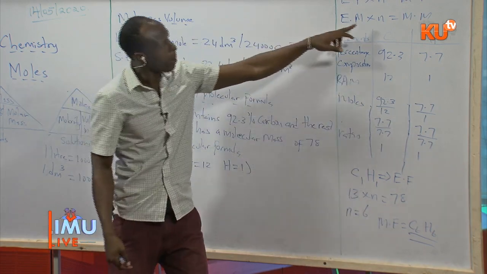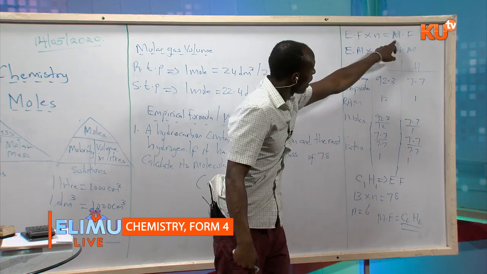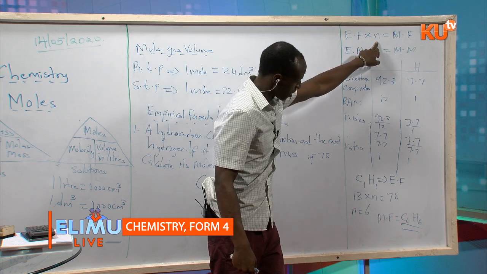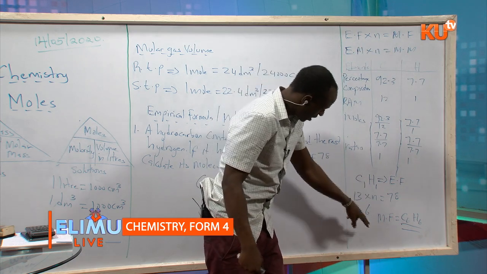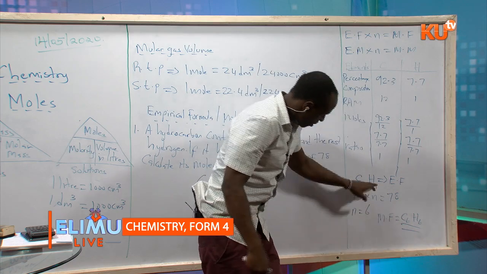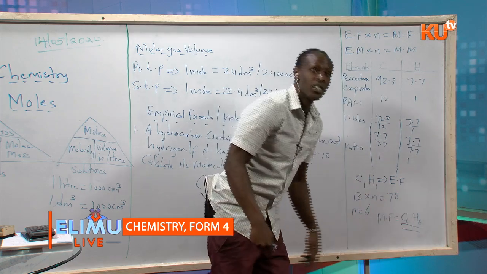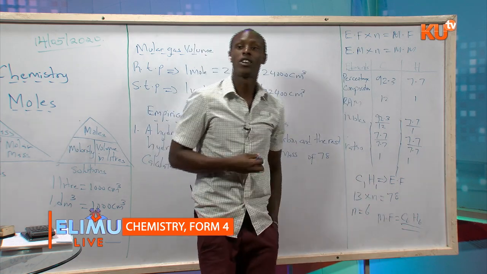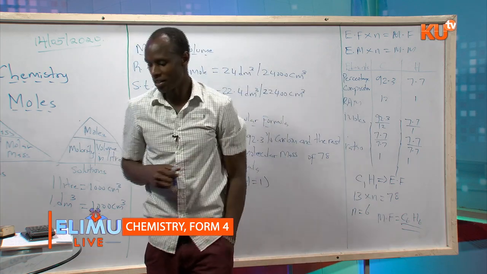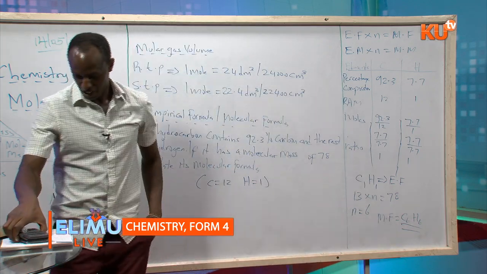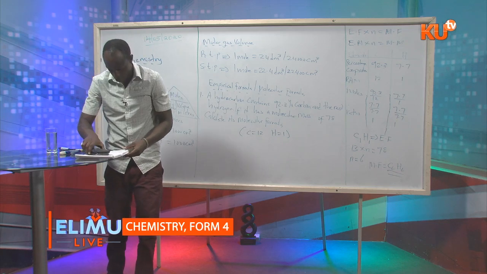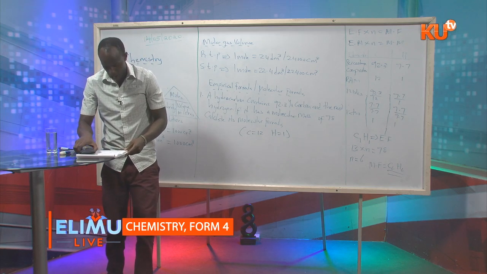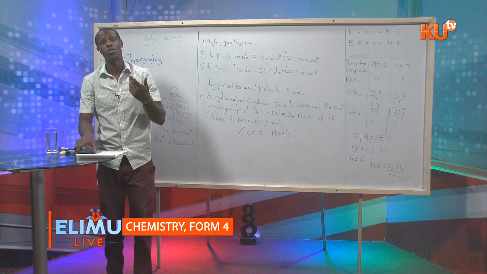Then I've said molecular formula is empirical formula times N. So if I know my N is 6, and this is my empirical formula, 1 times 6, you get 6. Another 1 times 6, you get 6. So the formula of that hydrocarbon is C6H6.